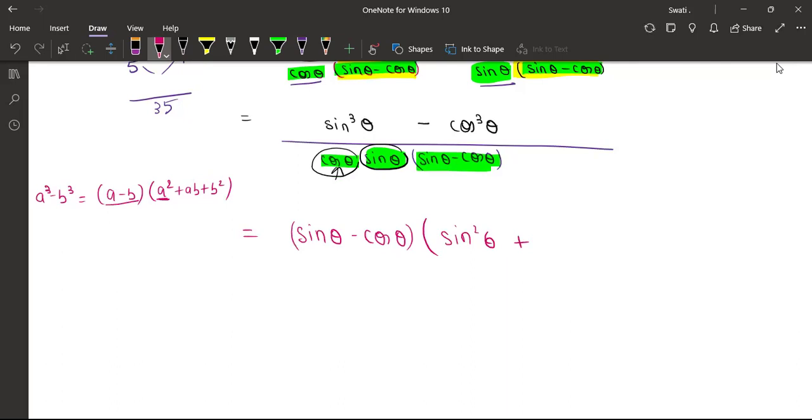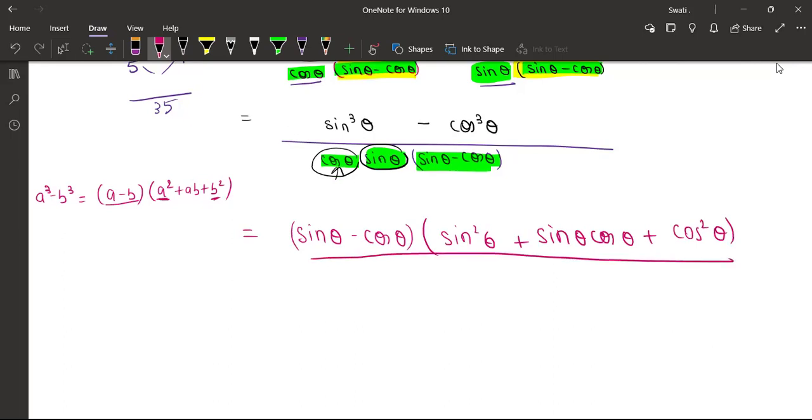ab, that means a is sin theta and b is cos theta. So a into b will become sin theta cos theta. And then plus b square. What is b? cos theta. So cos theta square, that means cos square theta. And then upon, we'll write as it is, cos theta sin theta. And then into sin theta minus cos theta.